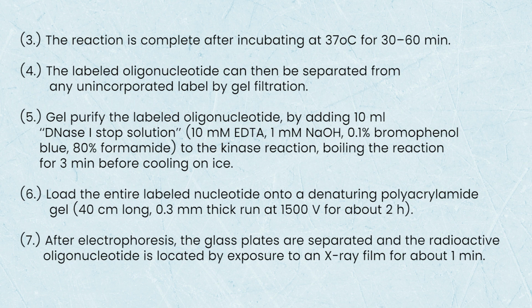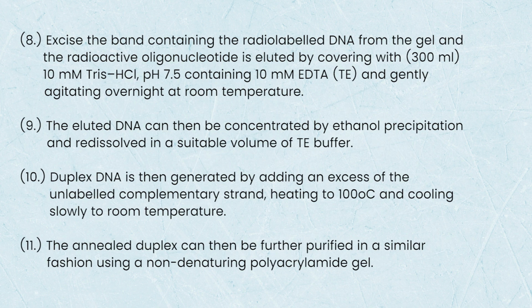Then after electrophoresis, the glass plates are separated and the radioactive oligonucleotide is located by exposure to an X-ray film for about 1 minute. In the next step, excise the band containing the radiolabeled DNA from the gel and the radioactive oligonucleotide is eluted by covering with 300 ml of 10 millimolar Tris-HCl, pH 7.5 containing 10 millimolar EDTA and gently agitating overnight at room temperature.